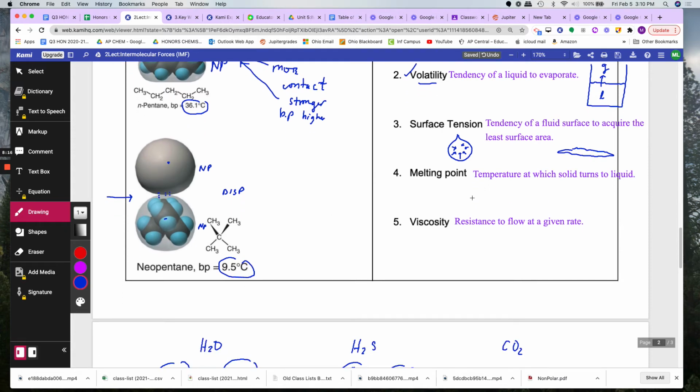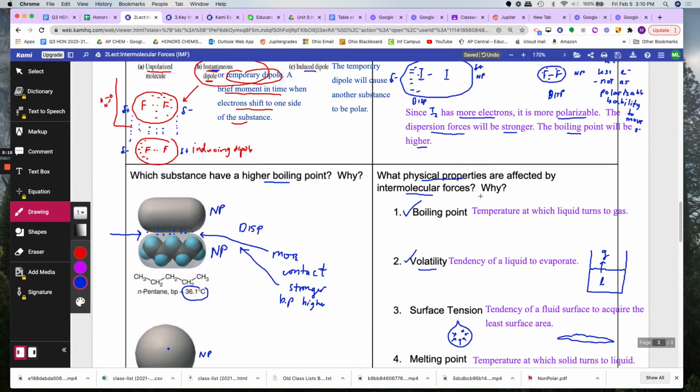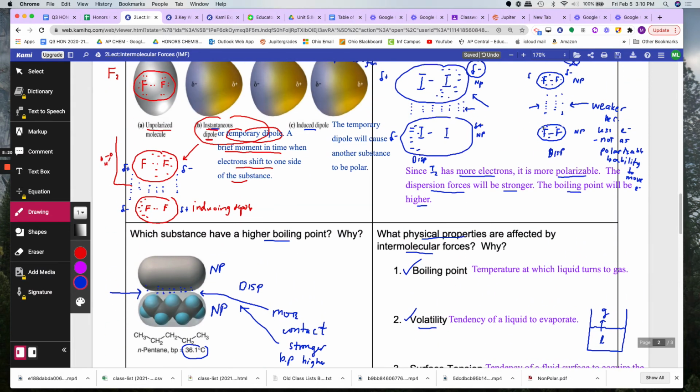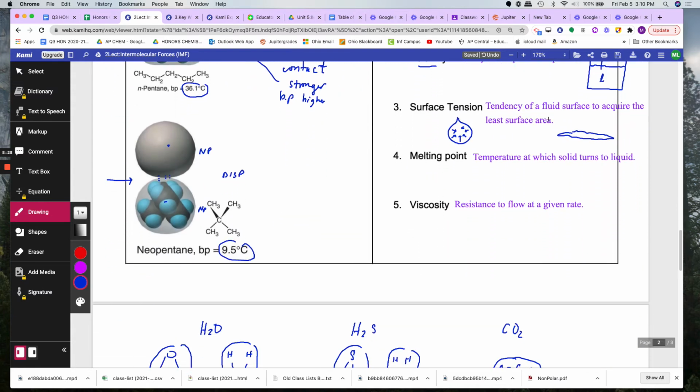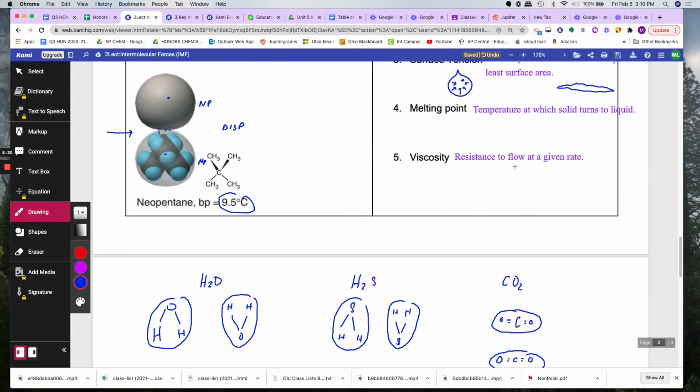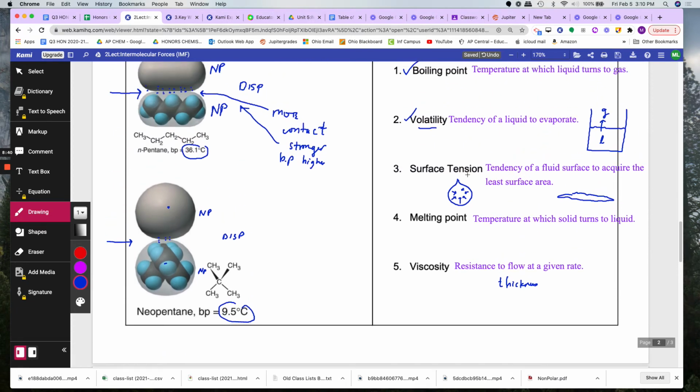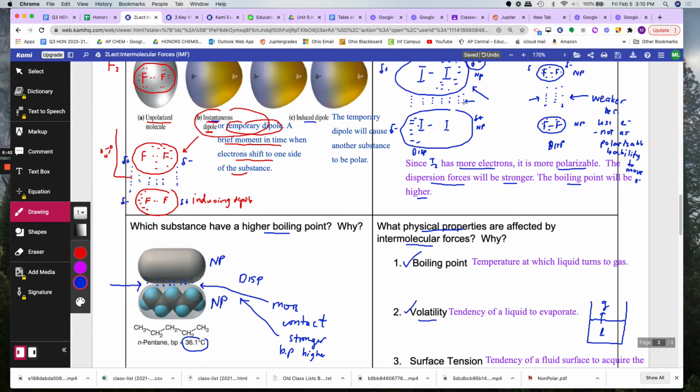Melting point, the same thing. If these two are both solids, which one will melt first? Of course, the F2 will melt first because the force between them is weaker. So that will melt first. Viscosity, you can think of it as the thickness of a liquid. So if it's really thick, that means they want to stick together because the IMF is very strong.